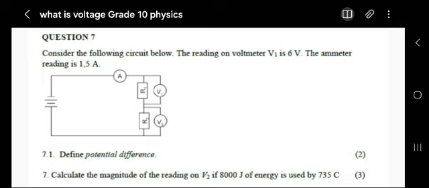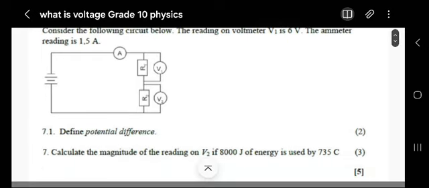Today I want us to discuss what a voltage is. Actually, what is a voltage? I want to know what a voltage is. As you can see there, what is a voltage? A voltage is simply the energy transferred per unit of charge.